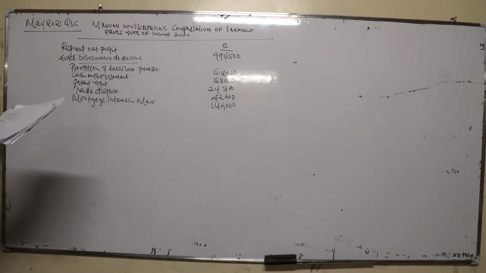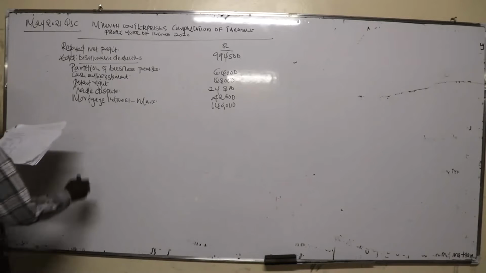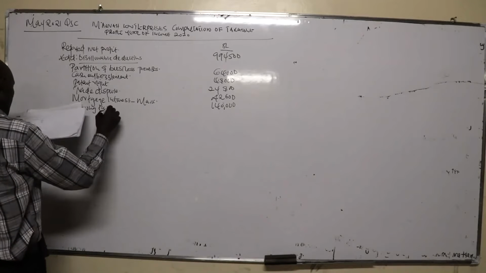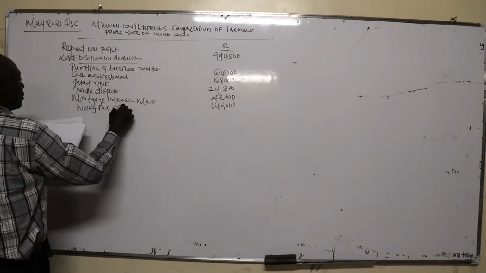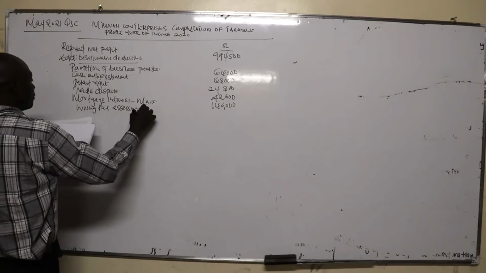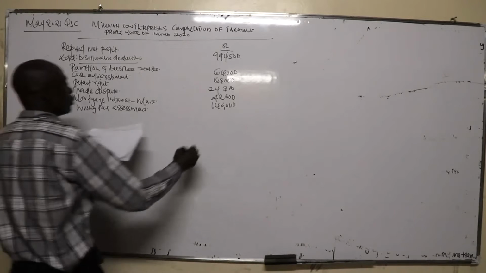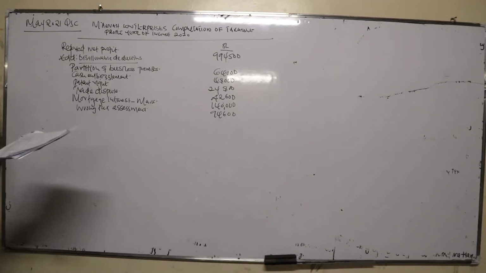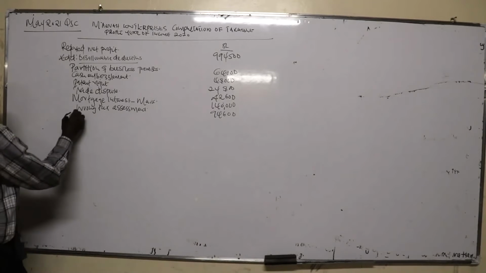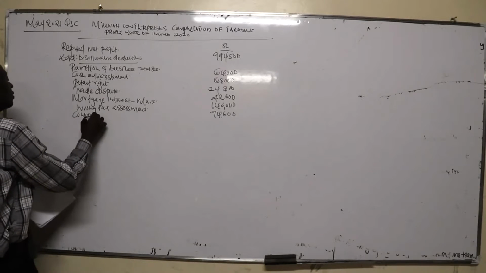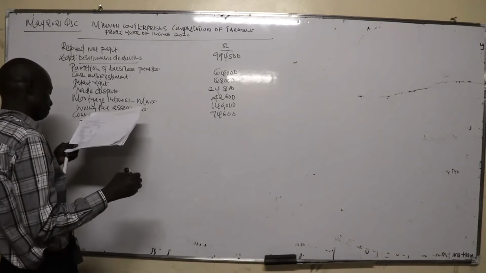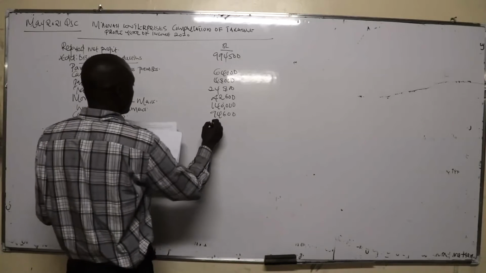And then defending a partner's wrong tax assessment is not allowed. Any expenditure that is tax is not allowed. That is 94,600. Conveyance fees are not allowed. That is tax. Conveyance fees, 125,800.